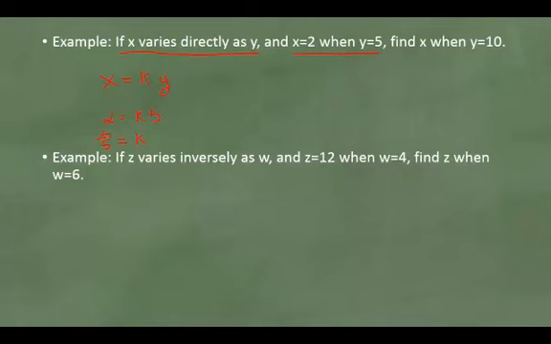And now we have our general formula. X varies directly as y. X is equal to k, which we know is 2/5, times y. Now it says find x when y is equal to 10. In other words, plug in 10 for y. 10 divided by 5 is 2. 2 times 2 is 4.